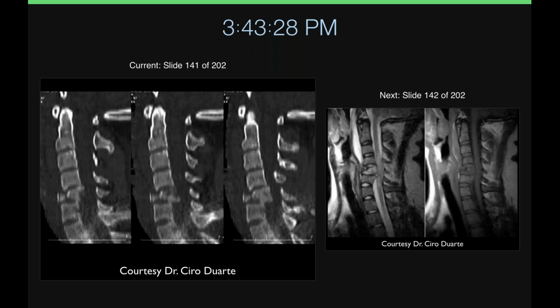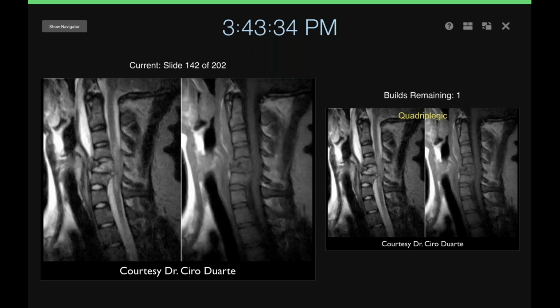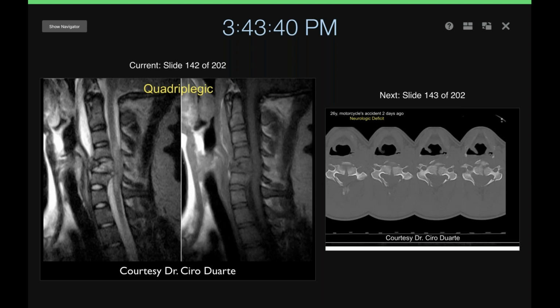It's like a burst fracture of the body. And you can see right here. And the MR scan, you can see a lot of cord disease here. And this patient was quadriplegic after this.